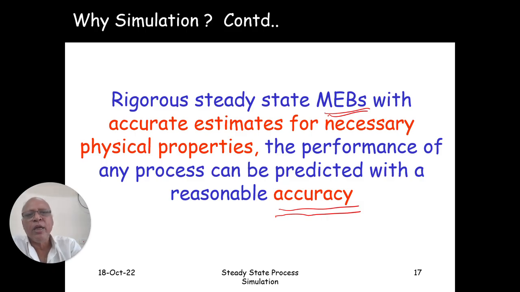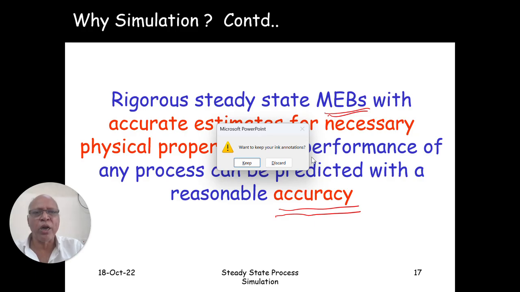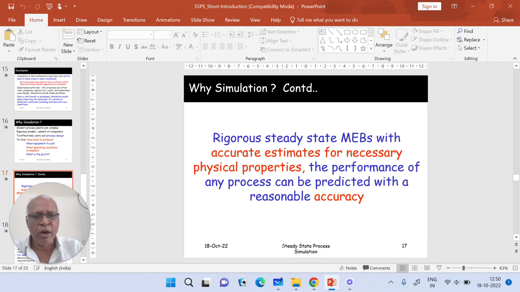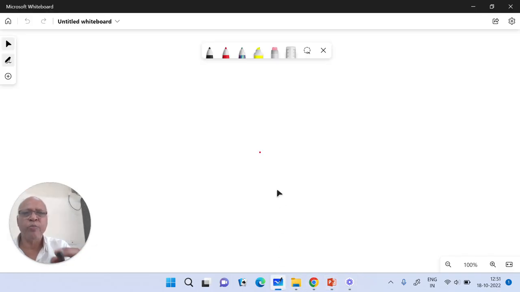That's not a big deal. What do you mean by estimating necessary physical properties? Let me take a small example and demonstrate this particular aspect. For example, when you want to perform energy balance, you need to estimate the enthalpies, and unless you do these enthalpies, you will not be able to do the energy balance.